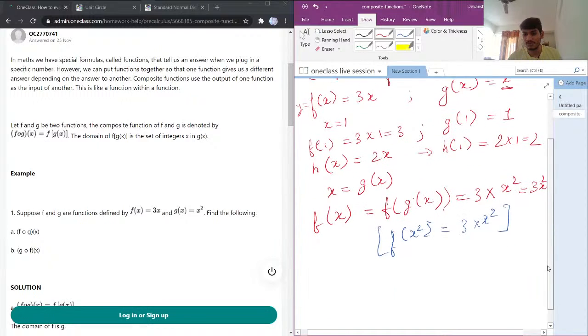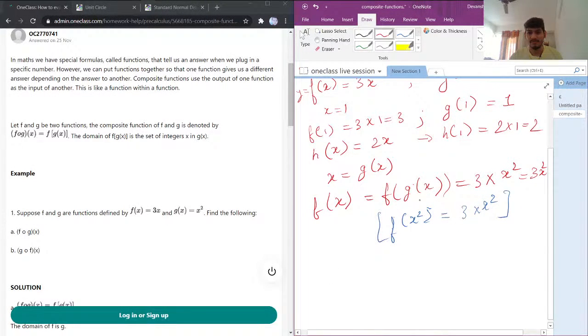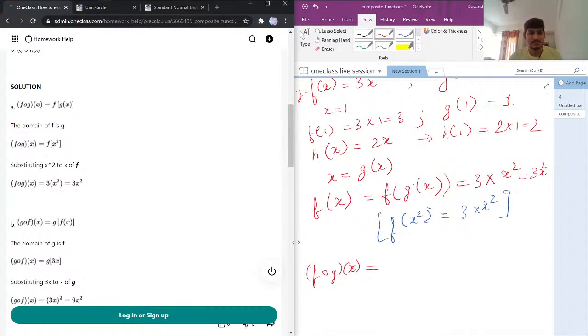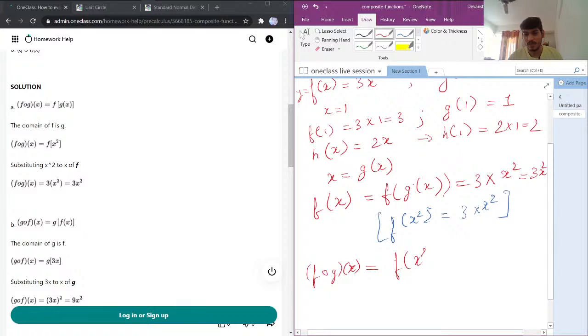For simplicity, instead of writing f of g of x, we write it as, and I also used to say this during my school times, fog of x. So we also write it as fog of x, which is basically f of g of x. Let's just see. So here you can see the answer. It is written as f of x square, which is equal to 3x square.